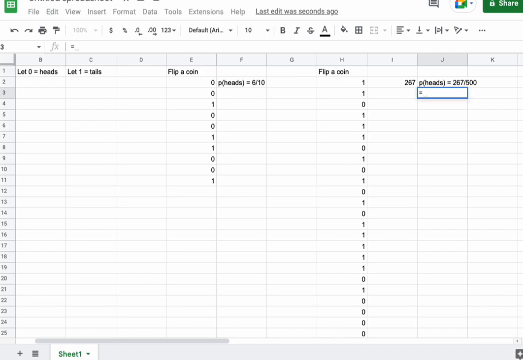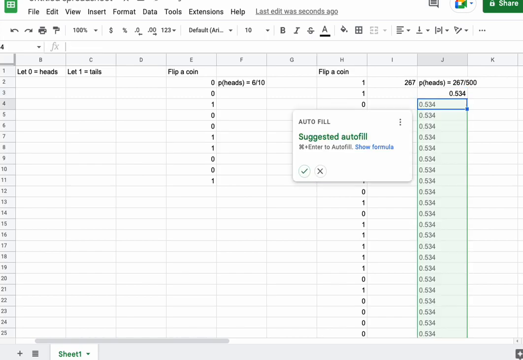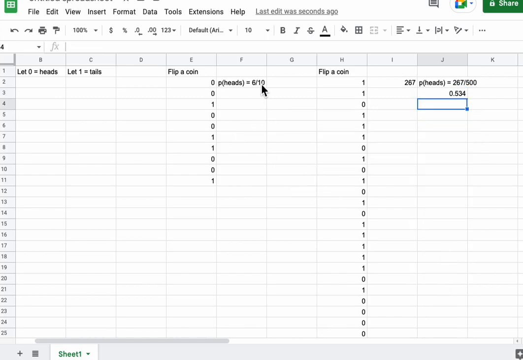I'll show you. Equals 267 out of 500. That's about 0.534. All right. 6 out of 10 is 0.6. So, yeah, the 0.534 isn't correct, but it's better than the 0.6 that we had. And if I did this 1,000 times, 10,000 times, it's going to get even closer to what it ought to be. Because it is possible after 2 flips of a coin, you could think that there's a 100% chance that you're going to get heads, because maybe both outcomes were heads. Right? That doesn't mean that that's the probability.